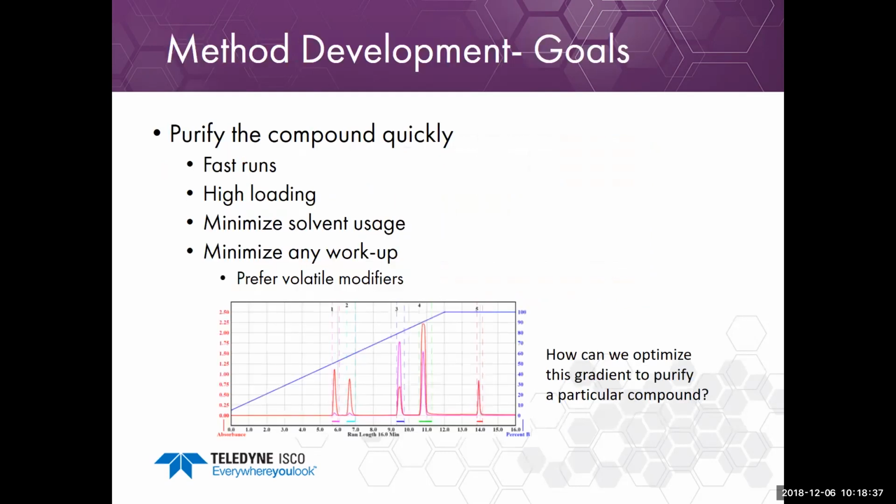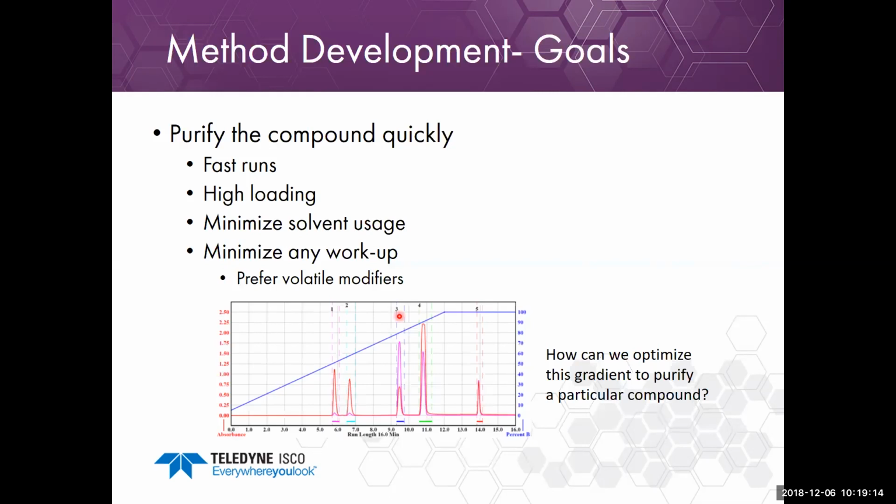So what are the goals of method development? We want to purify the compound quickly. We want a fast run. Ideally, we want the compound to elute in something like about 6 minutes or so. If you need to run a longer column, maybe 10 minutes. We want high loading, which goes with having high resolution. We want to minimize solvent usage, and that goes with having a very fast purification. We want to minimize any workup, so we prefer volatile solvent modifiers.